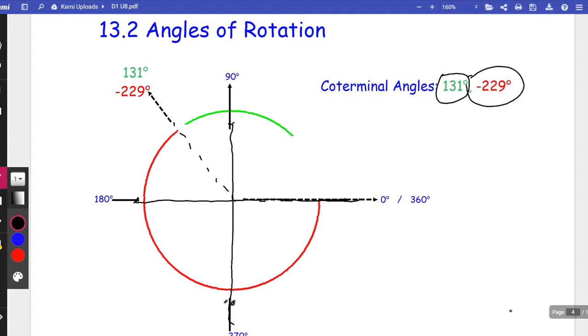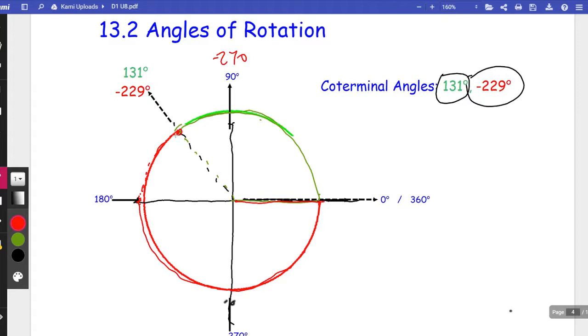So if I went 131 degrees, for instance, that would leave me somewhere from the initial side, somewhere over here. So that's this distance right here, positive. We went up, whatever. If I did negative 229 in red, that would be going from the initial side, going down. There's negative 90. There's negative 180. This would be negative 270, and that's too far. So I would, from negative 180, I'm guessing, go 49 more degrees.